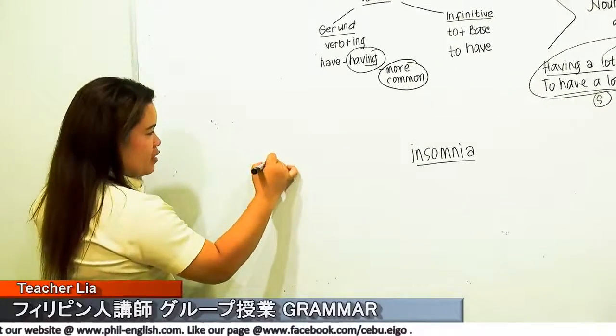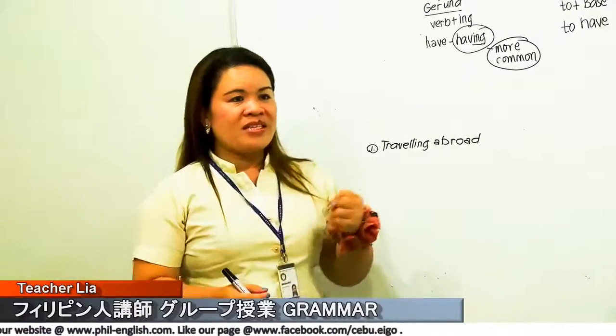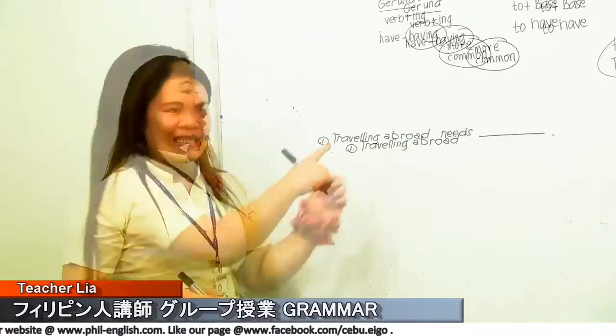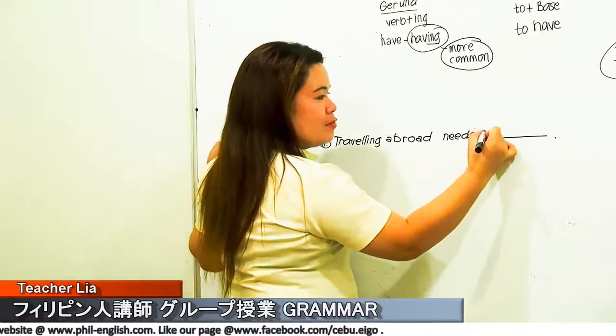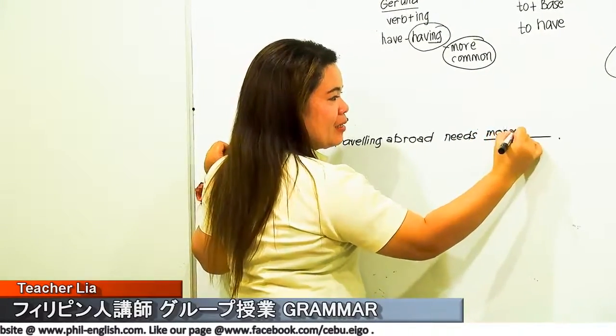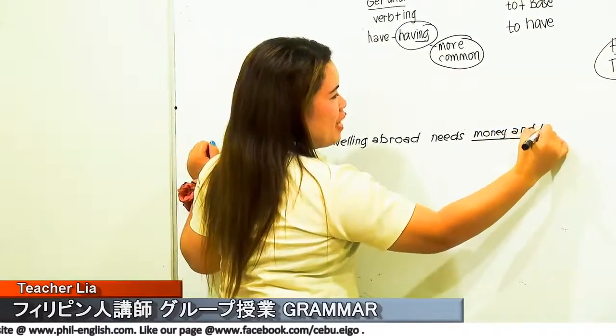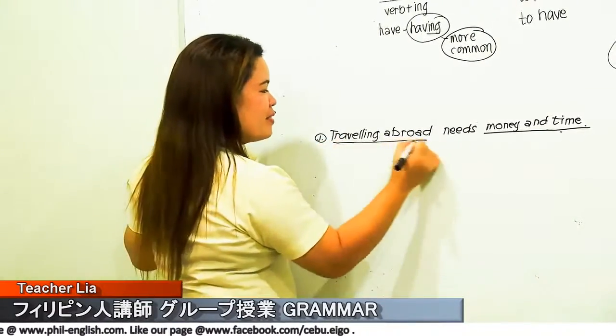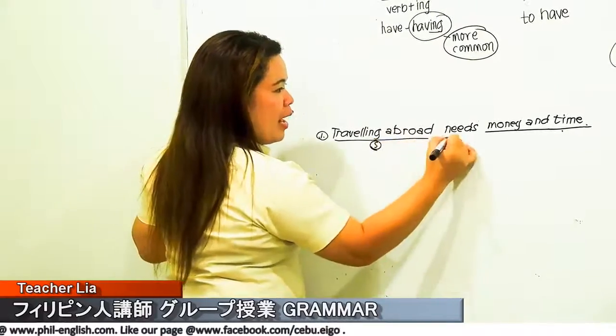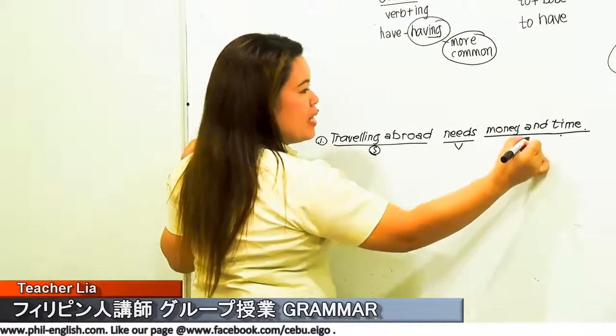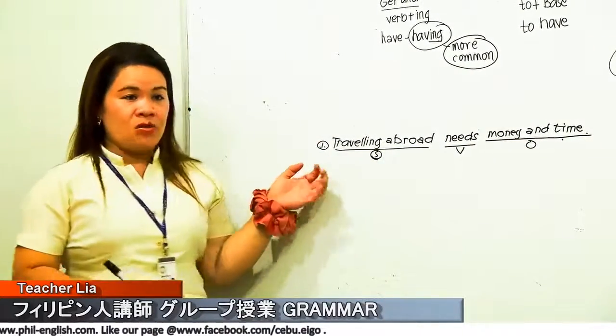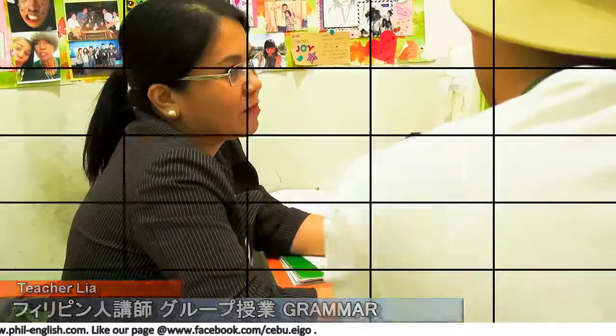So let's practice making sentences. What does traveling abroad need? Traveling abroad needs money and time. Very good sentence. Your sentence has a subject, traveling abroad, and your verb needs, money and time, your object. Do you understand the sentence? Okay.